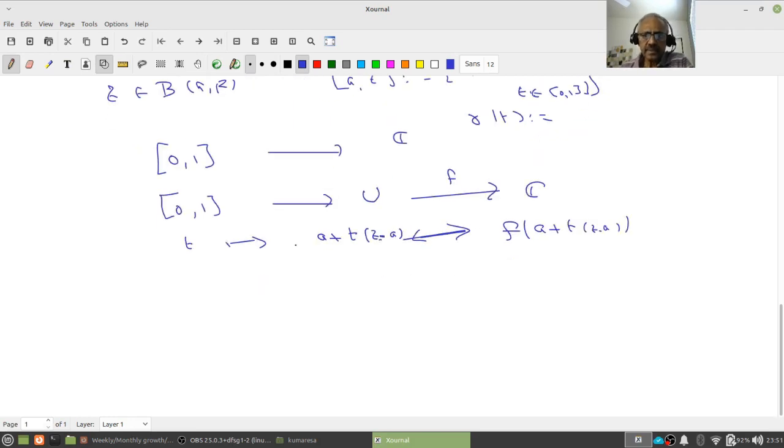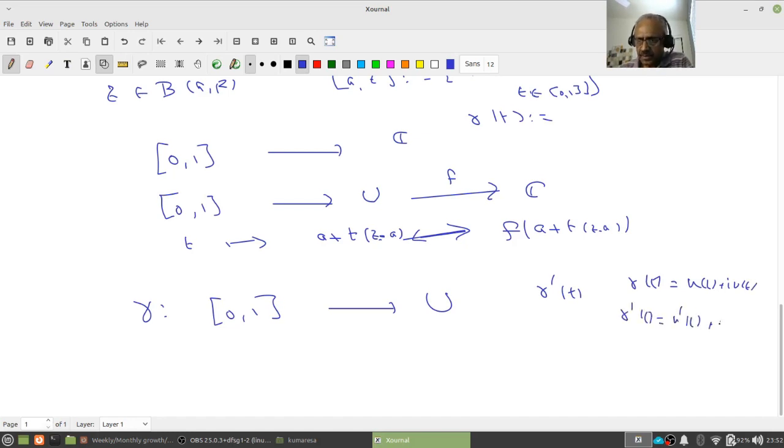Okay. So more generally, let gamma be a path from [0,1] to U so that gamma prime of t is defined. That is, you write gamma(t) as u(t) plus i times v(t), then gamma prime(t) is u dash(t) plus i times v dash(t). I assume gamma is continuously differentiable. That means gamma prime is continuous.